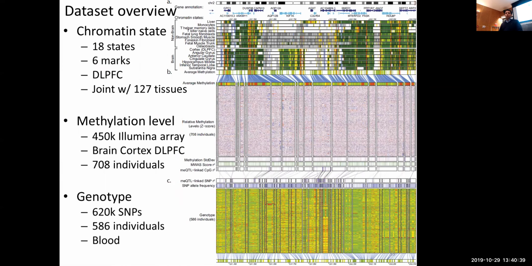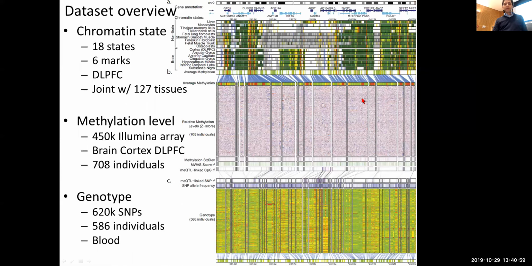So here's what the data actually looks like. If you look at a random region of the genome, you see all of the chromatin state annotations across different tissues, and brain-specific epigenomic annotations of where all of these chromatin states are. Raise your hands if you're with me on the top part of the figure.